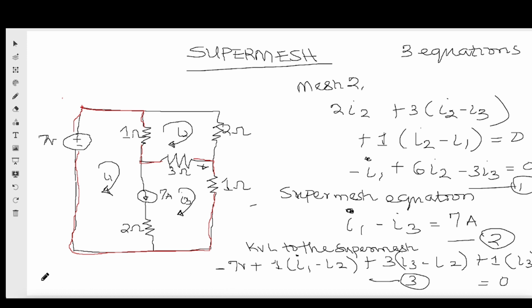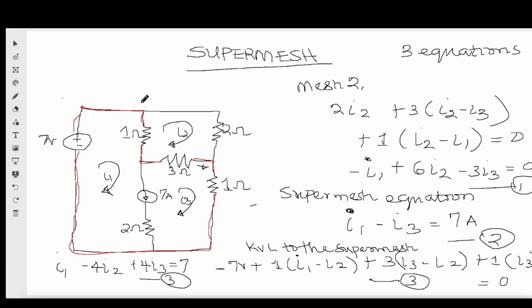And the third one, if I should write the third one, I should have I1, then I should have -4I2, then I should have +4I3 equals 7. So that's equation 3, right?